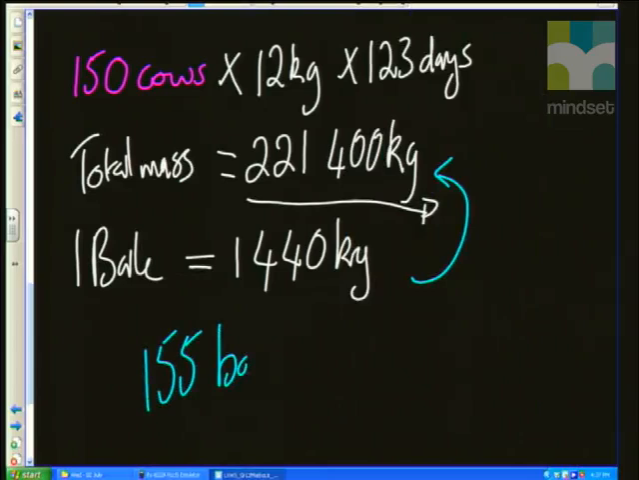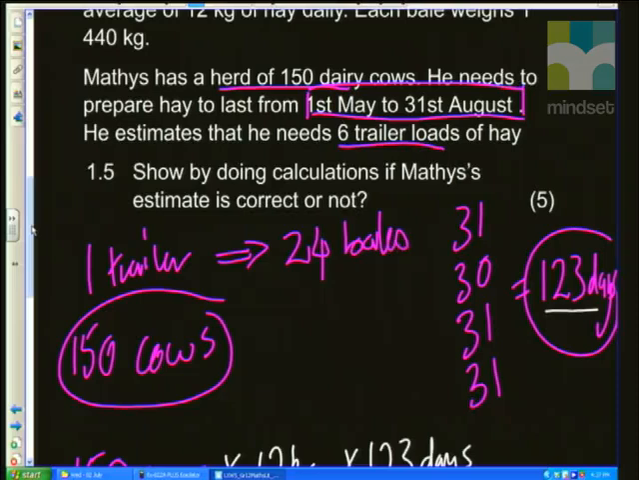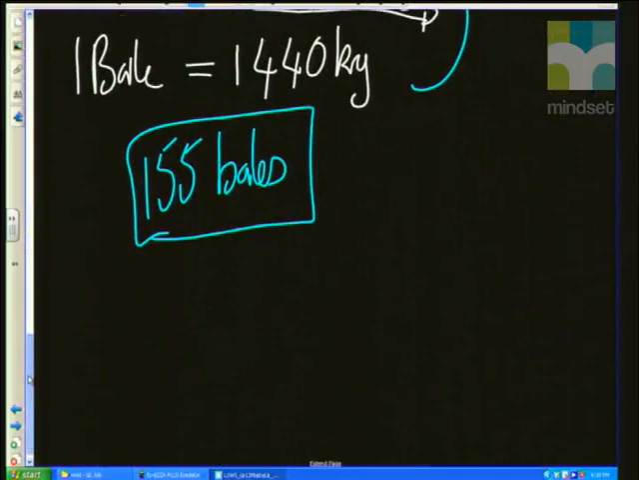Have I answered the question? No, not yet. Let's take a look. Remember what it said. He estimated that he needed 6 trailer loads. He was just estimating. He was kind of going by gut feel. Oh, it's about 6. If he got it wrong, he had too little food, cows would go hungry. If he had too much, then he's wasted a whole trailer load. So how many trailer loads does he need? Does he need 6 or what? Let's have a look and see. He needs 150, but remember that what we said was that there were 24 bales on one trailer.